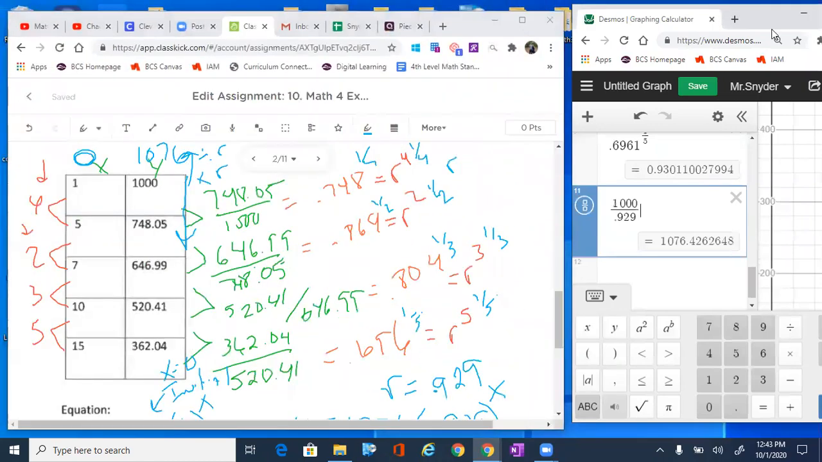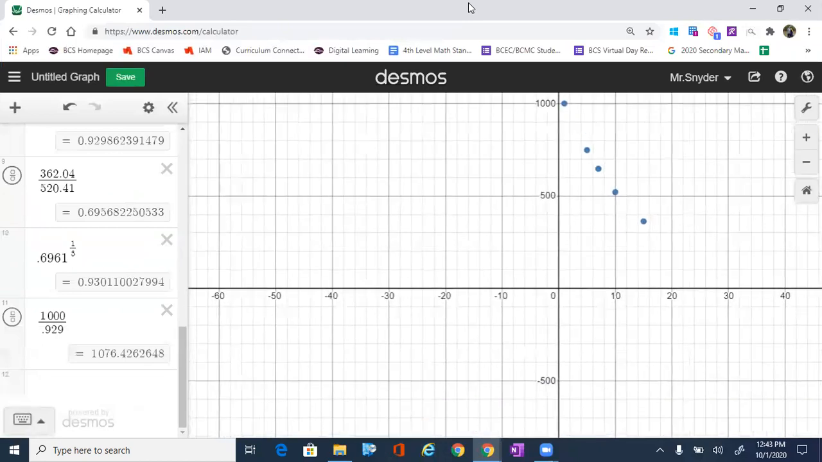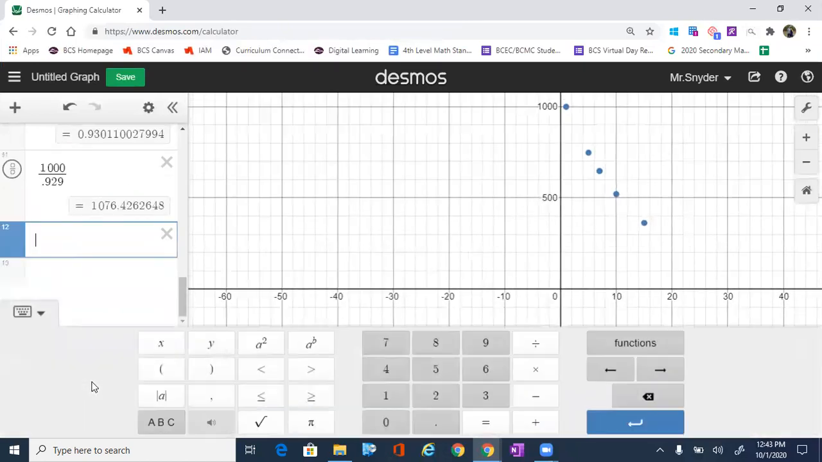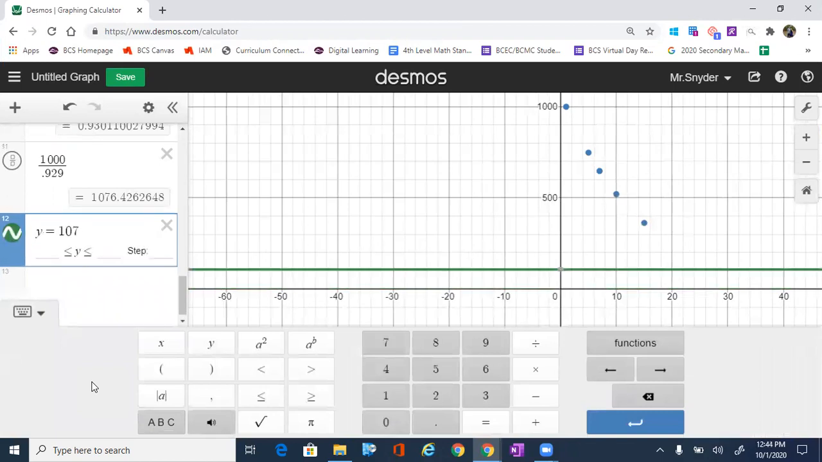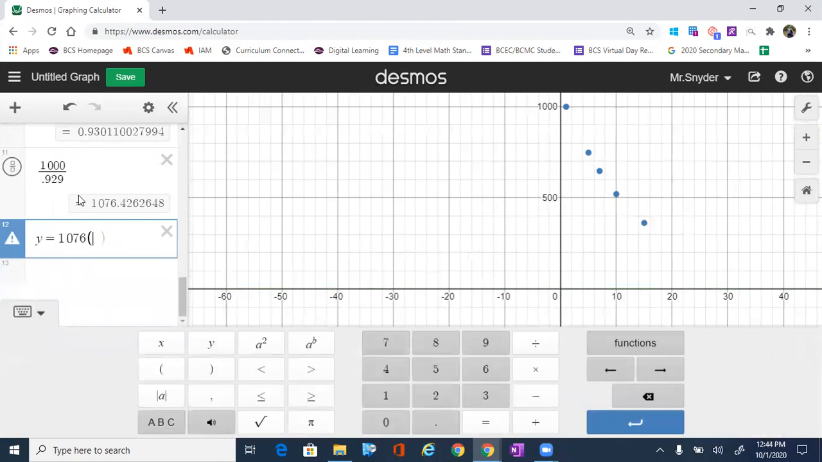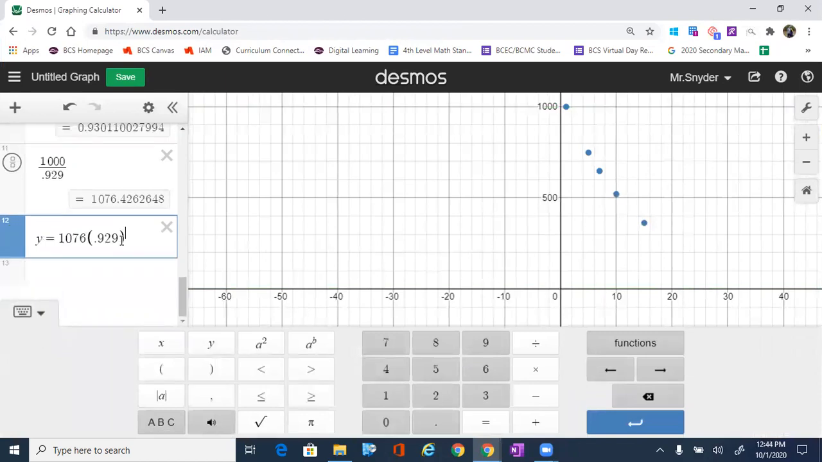We can come back into Desmos, where I've put those data points, and let's check our answer. So let's put y equals 1,076 times our rate, which was 0.929, to the x power. And it goes through all of those data points. We've done this correctly. We have to remember to account for the gaps in the x when we find the rate.